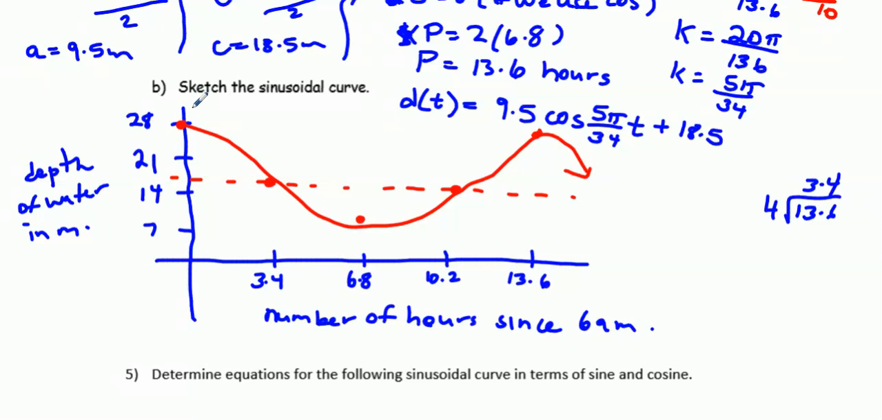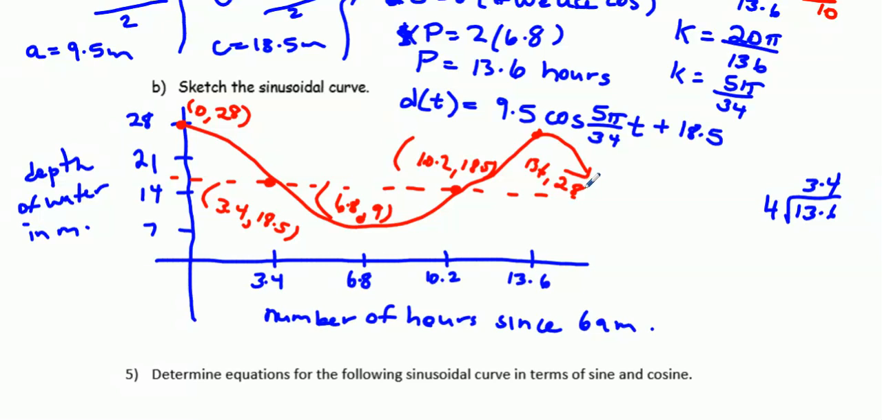5 points labeled as per usual. So this is going to be 0, 28, 3.4, 18.5, 6.8, and 9, 10.2, and 18.5, and last one is 13.6 and 28. Okay, labeled my 5 points. I should put the equation on there, and then I'm good to go.